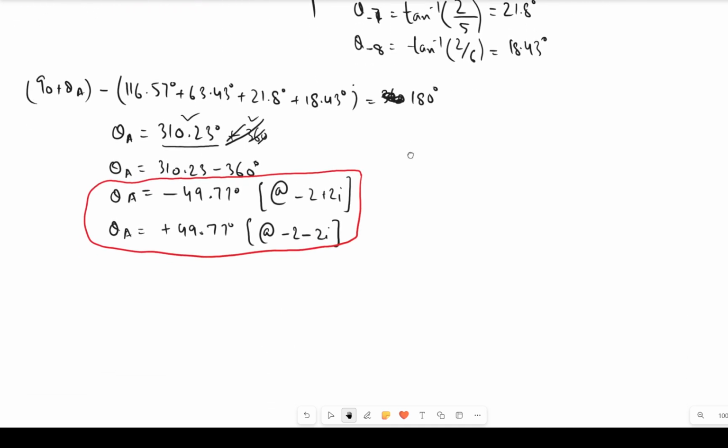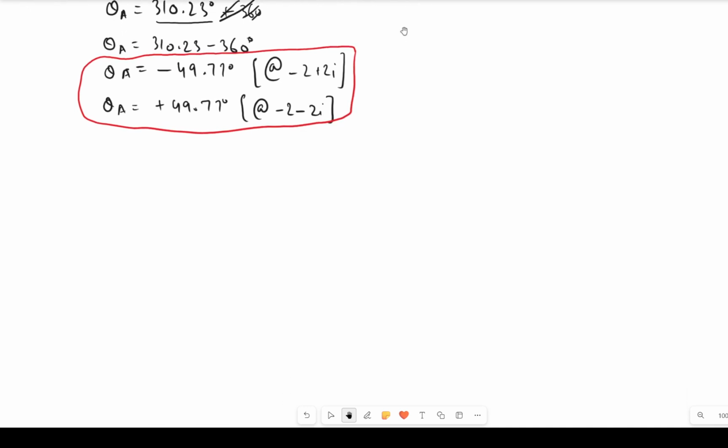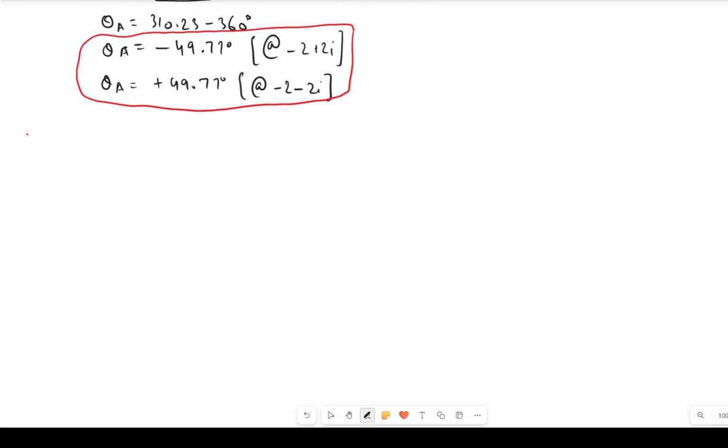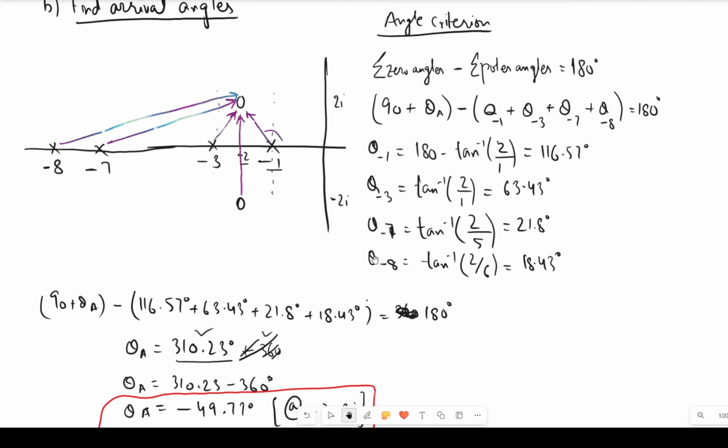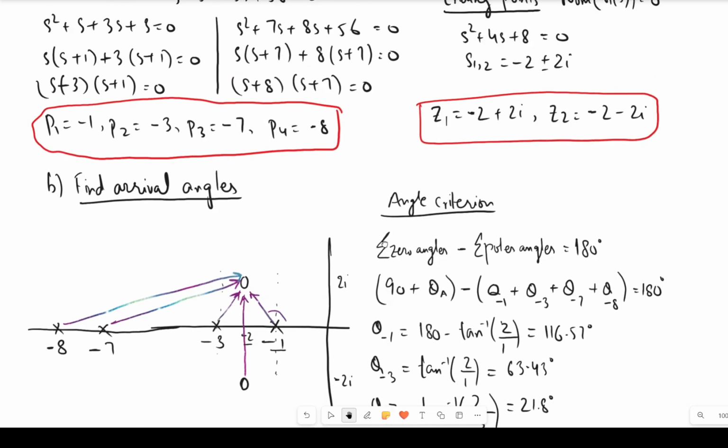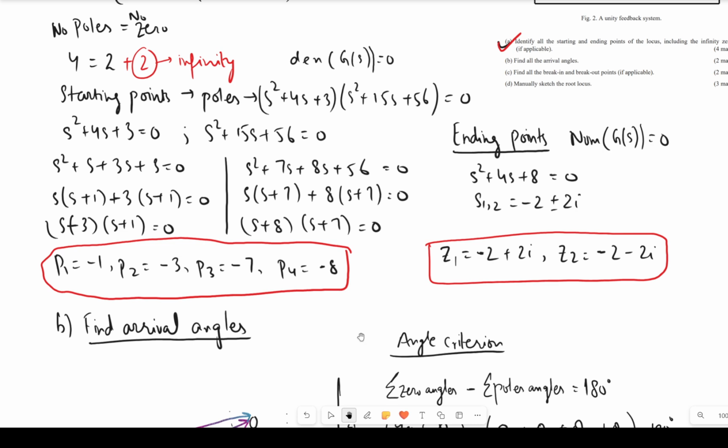Next, we need to find the breakaway or break-in, if any, in part C. Okay, so let me just go to the rough plot that I drew. In part C, we need to find all breakaway and break-in points.